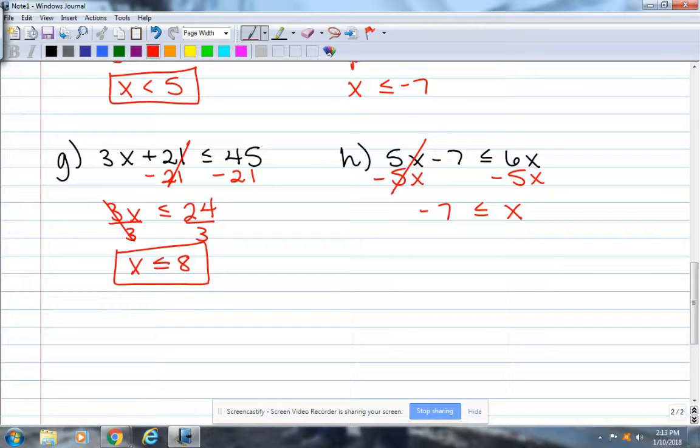Now, we don't like to leave inequalities written backwards like that. We want the variable to come first. So what you'll do at the end is you will just flip everything, and when you flip around the answer, you need to flip the inequality symbol as well. So make that less than or equal to -7.